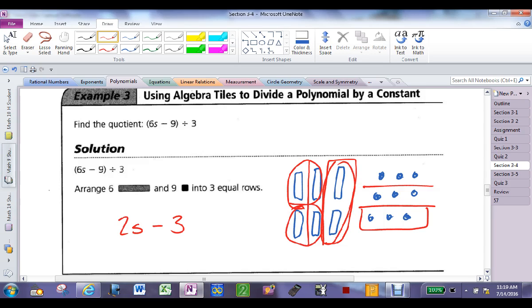Yes? What if the question was divided by 2 and you can't divide 9 by 2, can you? So that type of question, Bryn, is not demonstrable with algebra tiles. But what I'm about to show you will be. Okay? So, everybody got it?